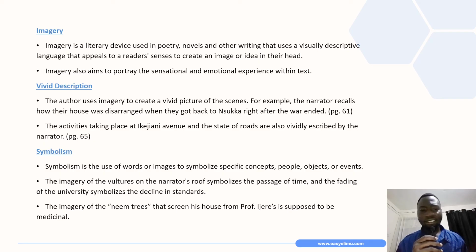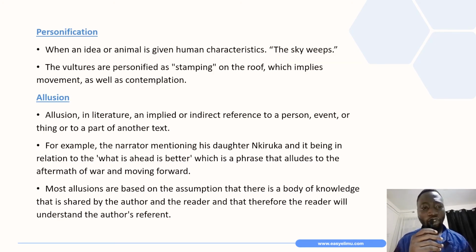The next style, still under imagery, is personification. Personification, dear students, is when an idea or animal is given human characteristics or qualities. The vultures are personified as stamping on the roof, which implies movement as well as contemplation. In this case, vultures are animals, but they have been given human characteristics that make them behave like humans.